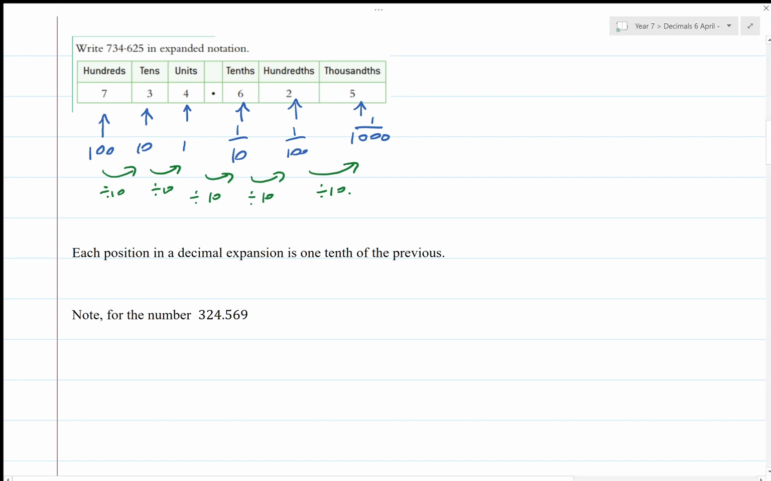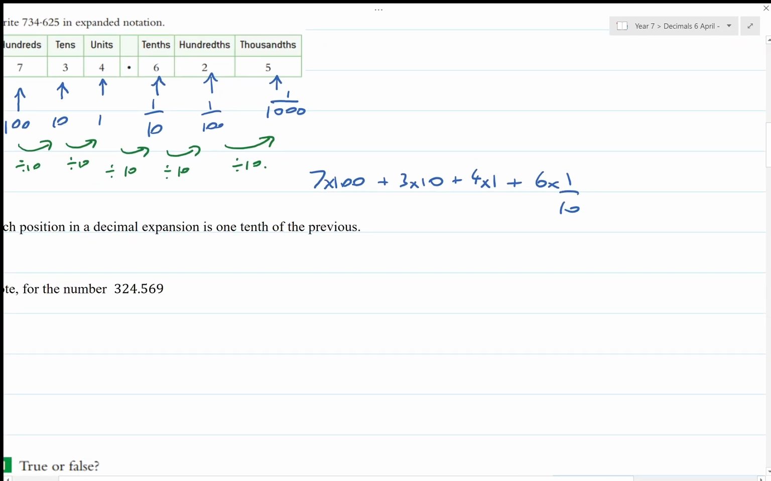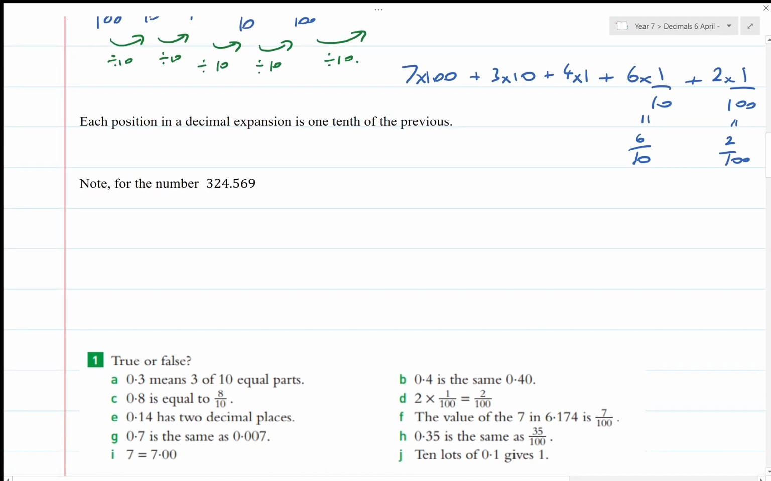So I can actually answer this question now, which is it's 7 lots of 100, 3 lots of 10, 4 lots of 1, 6 lots of 1/10, 2 lots of 100th, and 5 1,000ths, okay? You could write this little bit as 6 over 10 if you like. You could write this little bit as 2 over 100, and you could write this little bit as 5 over 1,000, sorry. Would be the same.